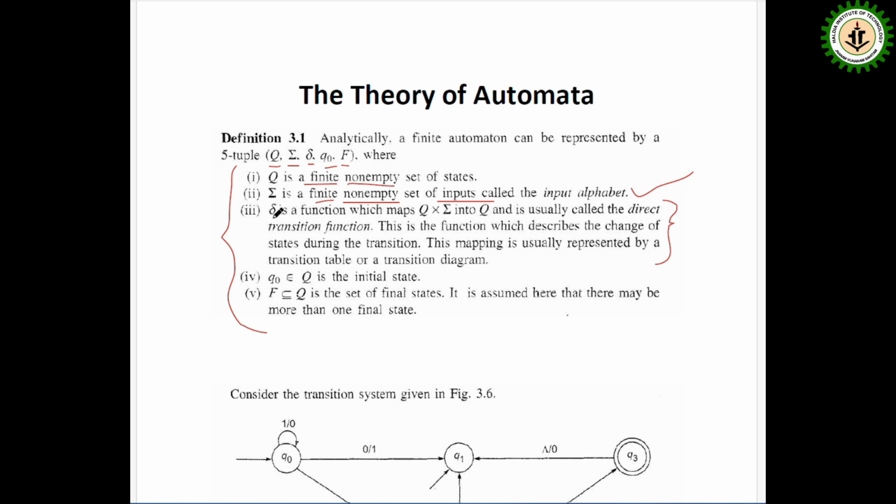Delta is the function, also known as the transition function, which maps Q cross sigma, that means the state and the input, into Q. The combination of the state and the input will decide the next state. This function describes the change of states during the transition. This mapping is usually presented by a transition table or a transition diagram.